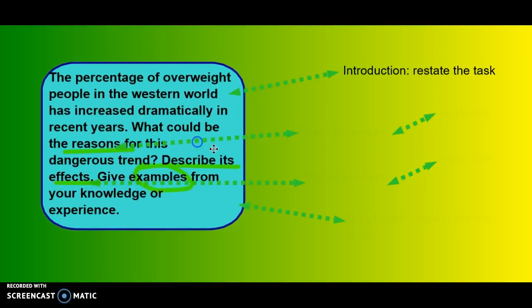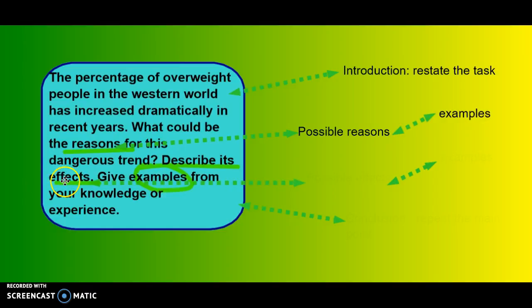After this, you need to dedicate at least, this is one way of doing it at least, one body paragraph for the reasons. So what possible reasons can you think about? Before you start writing, do your planning and think about at least two reasons. And obviously we have here the word example, so you need to give some examples from your knowledge or experience. So the first paragraph could be about two reasons why people are overweight, and give examples here.